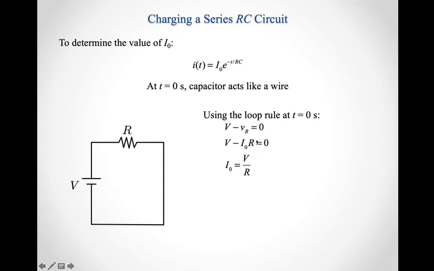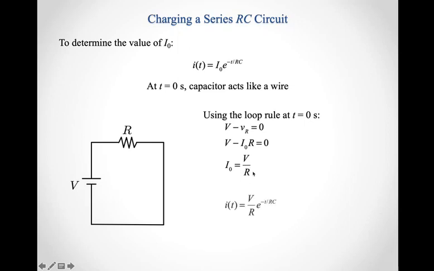And of course, I know that the voltage of the resistor I can calculate as the current flowing across the resistor, that's I naught at the instant I close the wire, times the resistance of the resistor, that's R. And so this is easy enough to solve, and I get that that initial value of the current is simply going to be equal to the voltage of the battery divided by the resistance of the resistor.